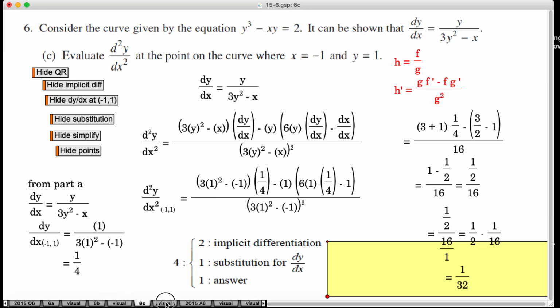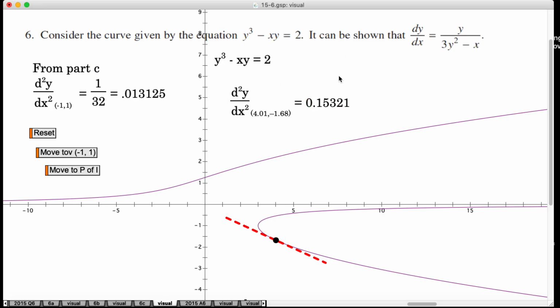Okay, let's look at the visual. Let's go back to this curve. Again, it's the same curve, and now I have the second derivative of this function at whatever value of x I'm located at. You can see the point is changing as I move around, and the second derivative is changing. If I go to the point minus 1, 1, right here you see that the second derivative is what we got in part C, 1 over 32, which is 0.013125, and that's what it says right here.